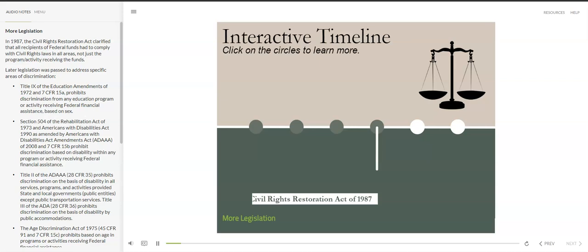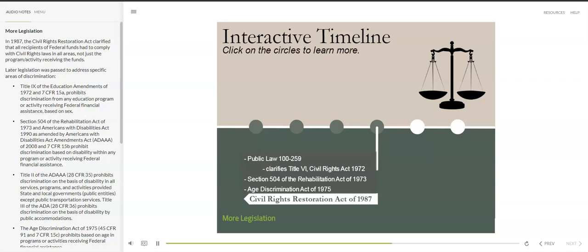Civil Rights Restoration Act of 1987. Civil Rights Restoration Act of 1987, Public Law 100-259, clarifies the intent of Congress as it relates to the scope of Title VI of the Civil Rights Act of 1964, Title IX of the Education Amendments of 1972, Section 504 of the Rehabilitation Act of 1973, and the Age Discrimination Act of 1975, to ensure non-discrimination in all programs and activities of the recipient, whether those programs and activities are federally funded or not.